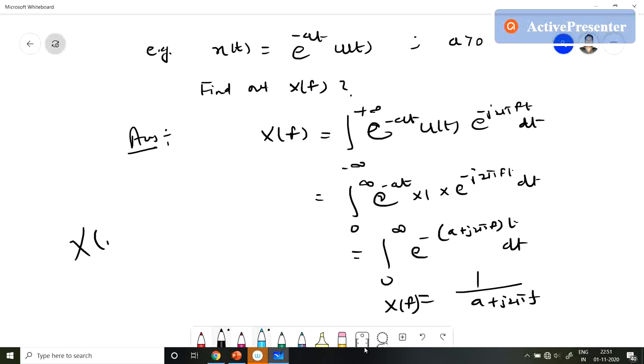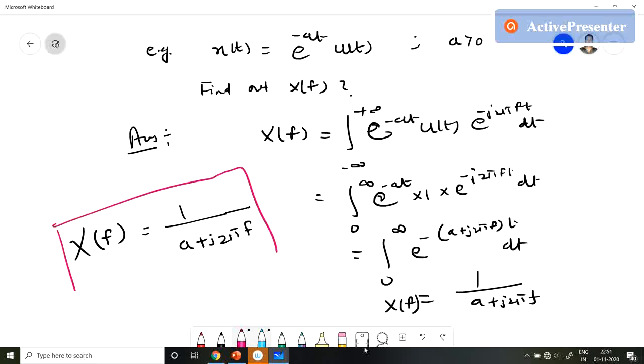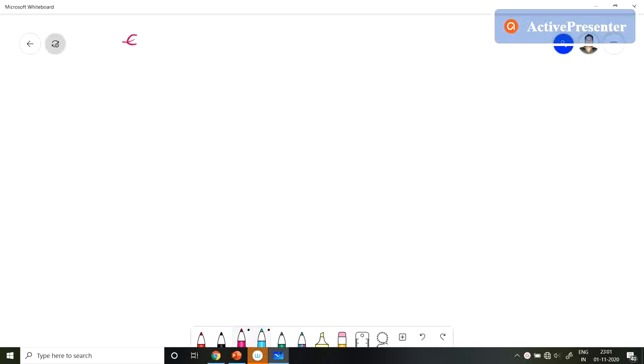So X(f) is equal to 1 divided by a plus j2 pi f. So this is the Fourier transform. X(f) is equal to 1 by a plus j2 pi f. This is the Fourier transform of x(t) is equal to e raised to the power minus at into u(t). Let us solve this problem.